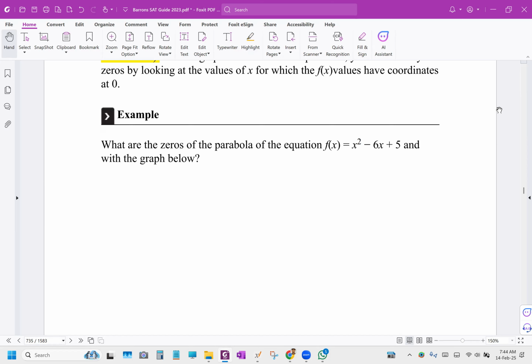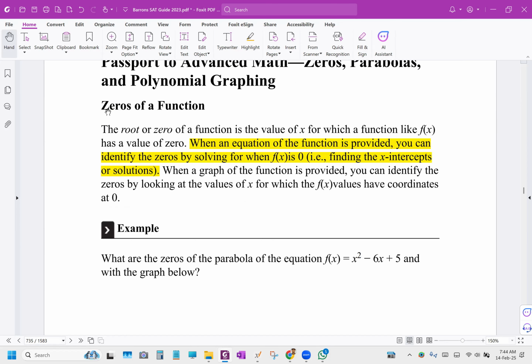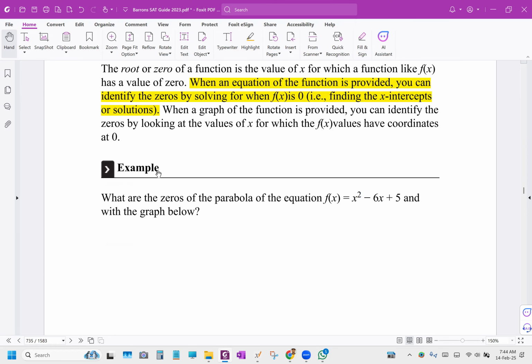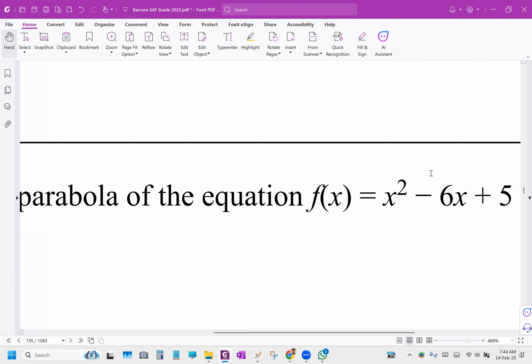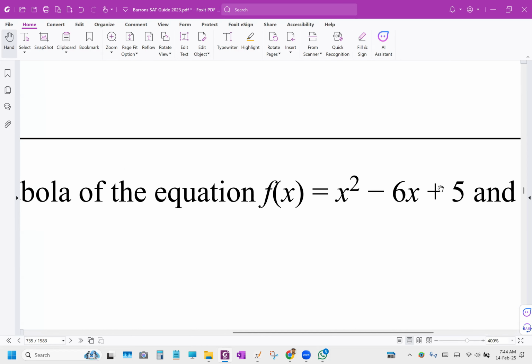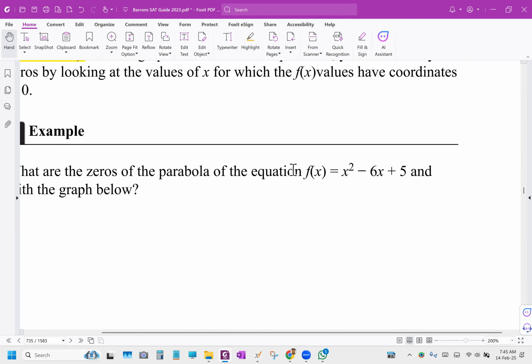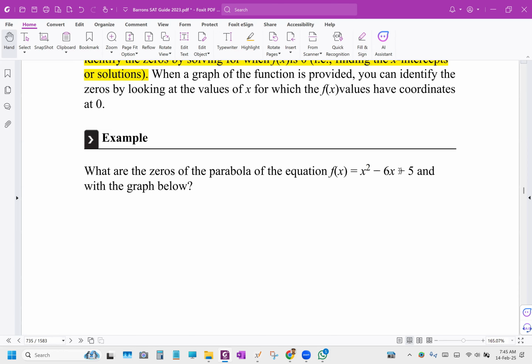I've already told you that finding the zeros of a function is nothing but finding the solution, and finding the solution means you just need to equate it with zero, and then find the solution. Do you understand what finding the solution means? Yeah. So you just need to equate it, and then find the solution.